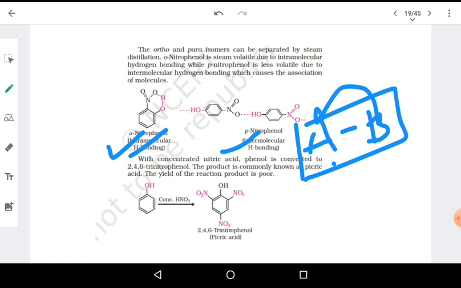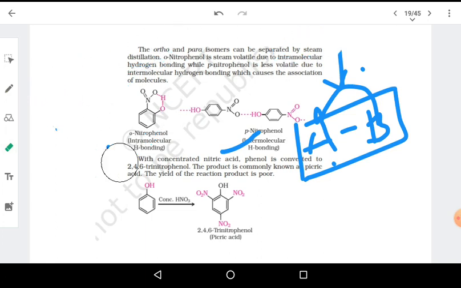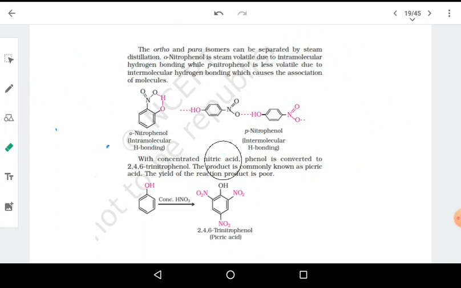Whereas with intramolecular hydrogen bonding, the hydrogen bonding is present within the same molecule, so there is no problem in volatility. So this is volatile, this is less volatile, and we can easily separate them by the steam distillation method. So this is important. They can ask, what is the method used for separation of ortho and para isomers of nitrophenol? So that is important. Now I used dilute HNO3 for carrying out the reaction of nitration.